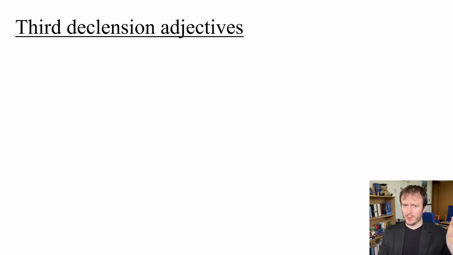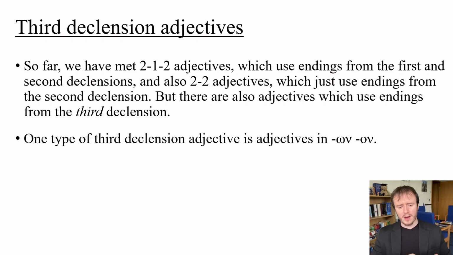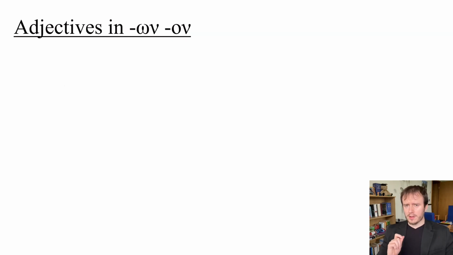But now, let's talk about third declension adjectives. So far, we have met 2-1-2 adjectives, which use endings from the first and second declensions, and also 2-2 adjectives, which just use endings from the second declension. But there are also adjectives which use endings from the third declension. One type of third declension adjective is adjectives in -ων and -ον. So let's talk about adjectives in -ων and -ον, the first type of third declension adjective that we're learning about.